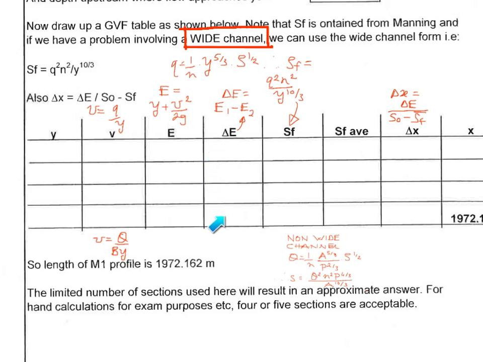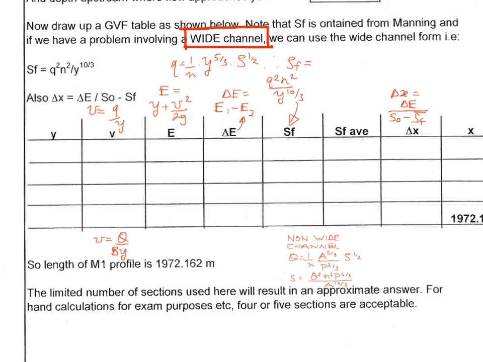That means we've made a mistake somewhere. And then SF would be calculated from Manning's equation. So if it's a wide channel, Manning's equation expressed as the flow per meter width for a wide channel is little q equals 1 upon n, y to the 5/3, making that substitution for R, y to the 5/3 s to the half.